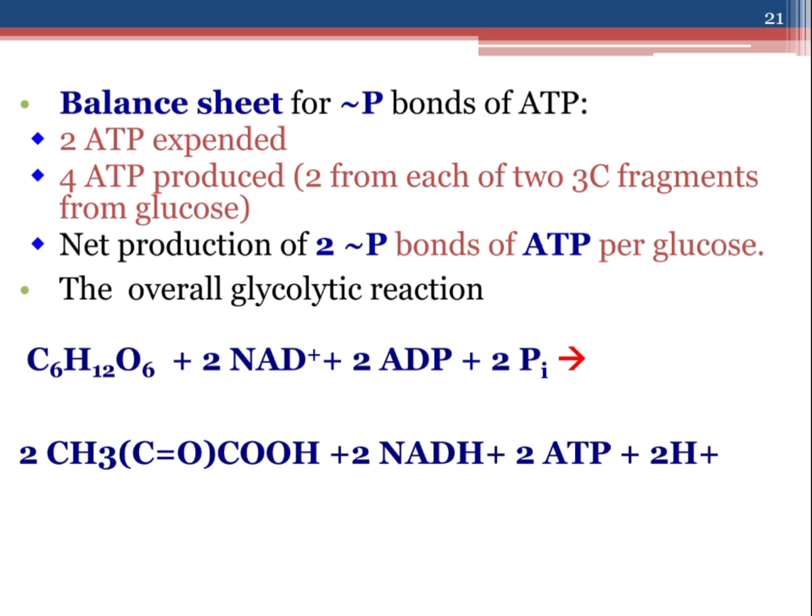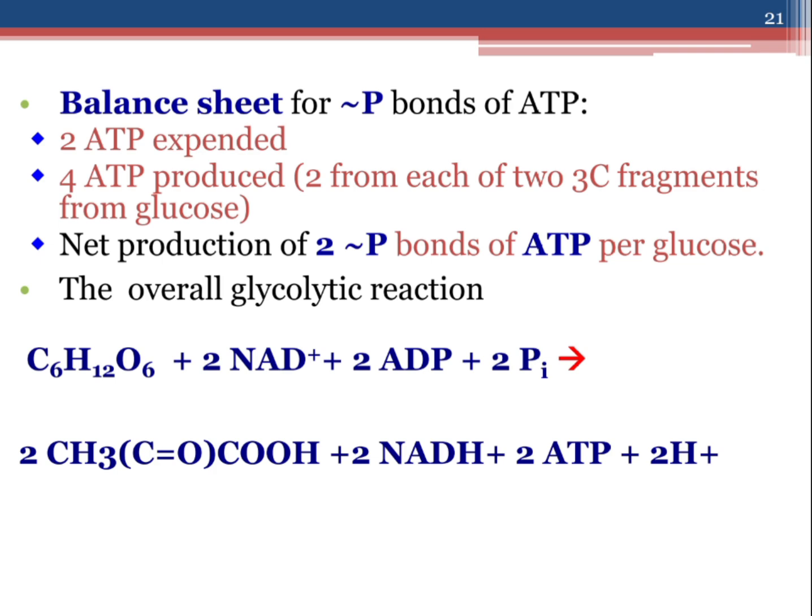So let's go ahead and balance the sheets and look at the mathematics behind. When you look at the balance sheet, for the phosphate bonds of ATP, usually we have 2 ATP molecules which were expended. We saw the first ATP molecule used when we were converting fructose 6-phosphate to fructose 1,6-bisphosphate. Then the other was the conversion of glucose into glucose 6-phosphate, which also used ATP. So those 2 ATP molecules were used.